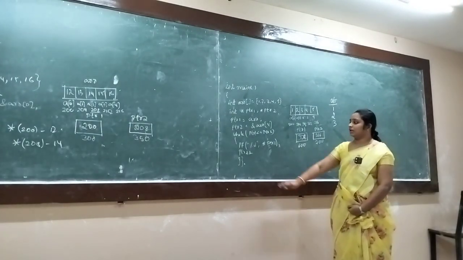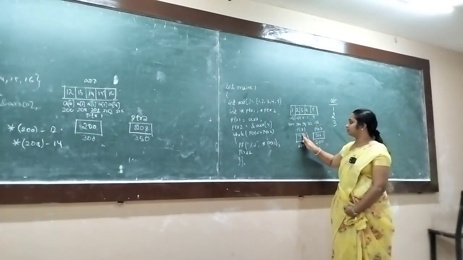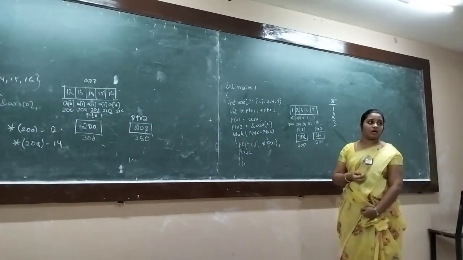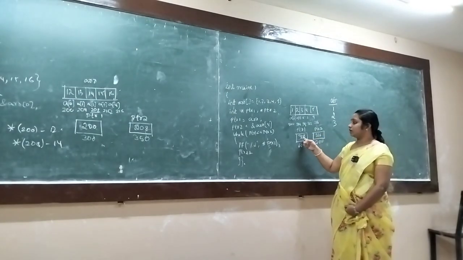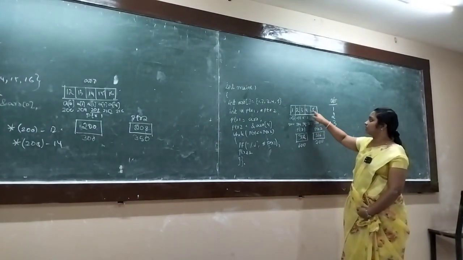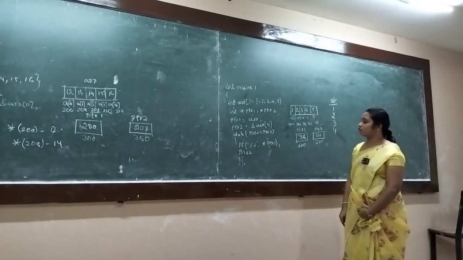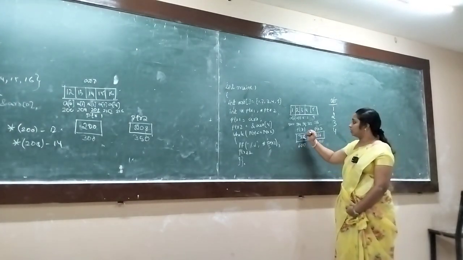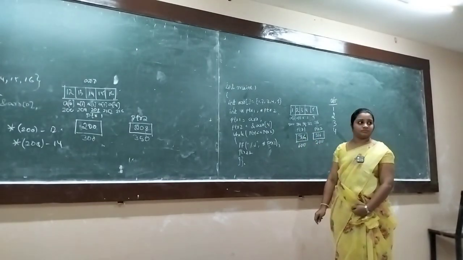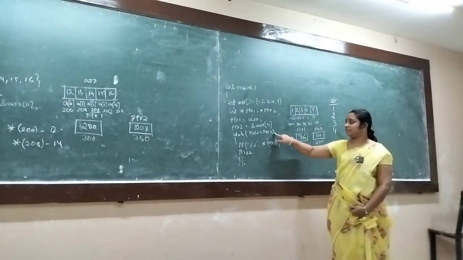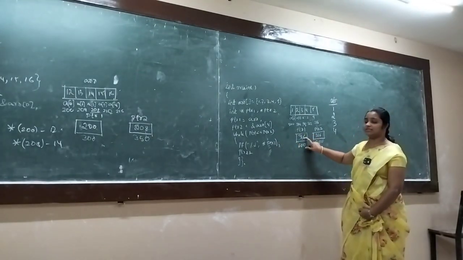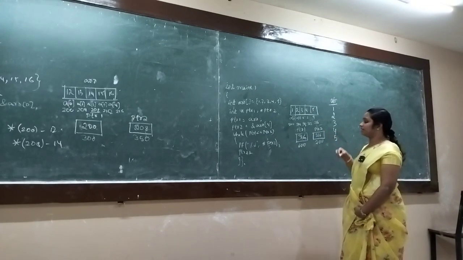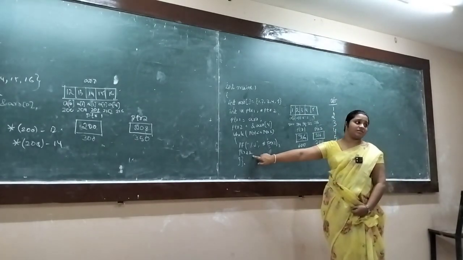Next PTR gets incremented. 312. Okay. Now, what is the value at 312? Value at 312, 4. 4 gets printed. Next what? It gets incremented. 316. Okay, got it everyone? 316. What is there in this PTR1? 316. Value at 316 is what? 5 gets printed. Now, PTR increments.